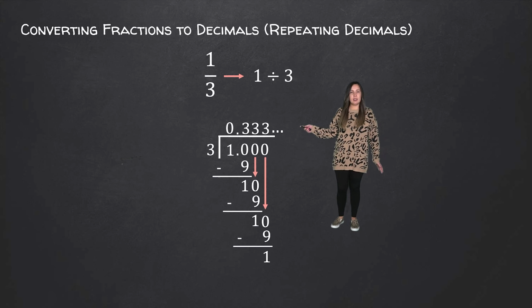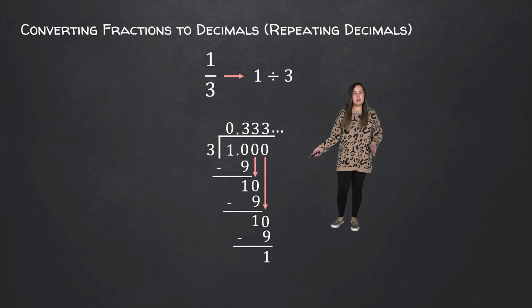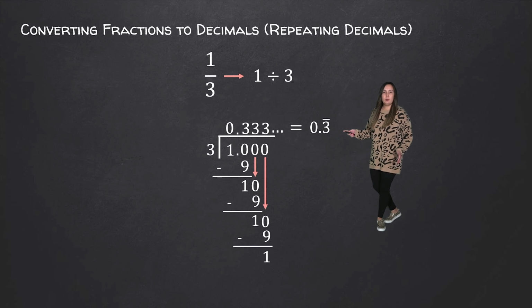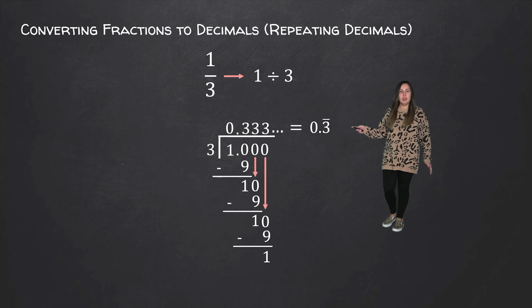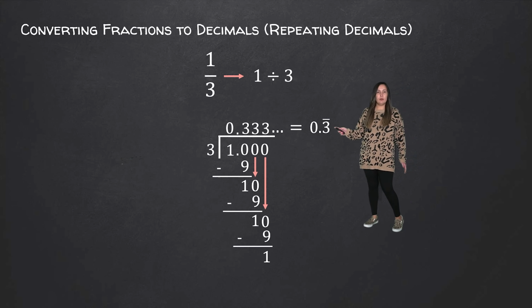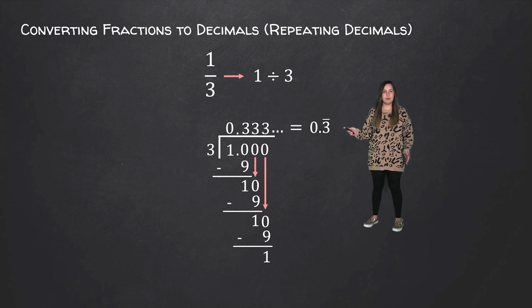And notice here that we have 0.333, and the pattern continues. So here we actually have a repeating decimal, and what's repeating here is the 3. So we write this as 0.3 with a line on top of it, representing that this is a repeating decimal and the 3 will keep repeating over and over again. So 1/3 is equal to 0.3 repeating.